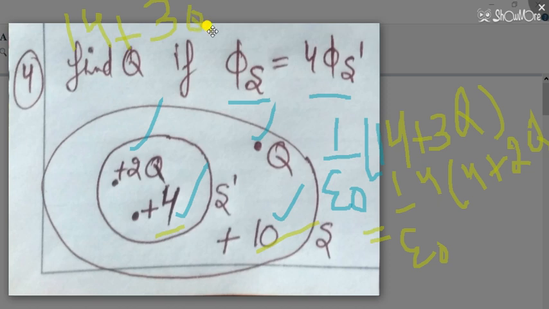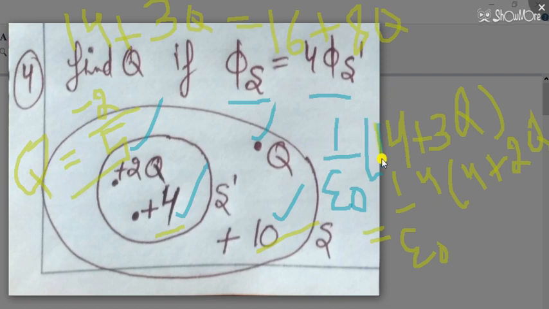So 14 plus 3q is equal to 4 fours 16, 16 plus 4 twos 8q. So on solving, you will get q equal to 14 minus 16, minus 2 by 5 will be the answer, I hope. Now this calculation is right.